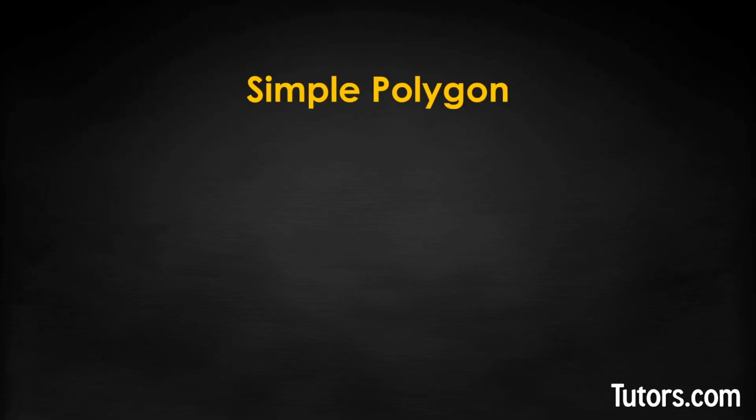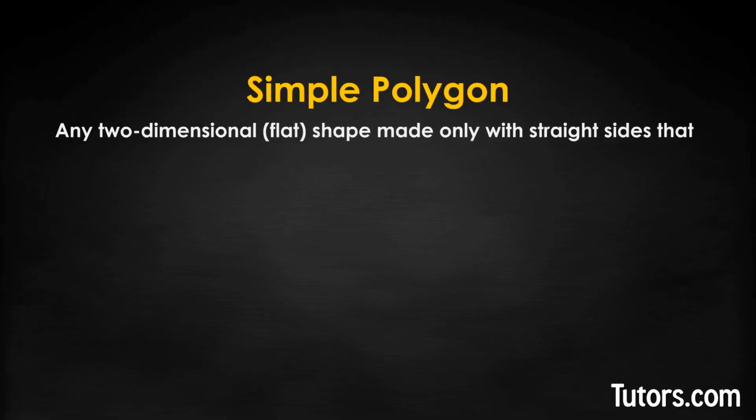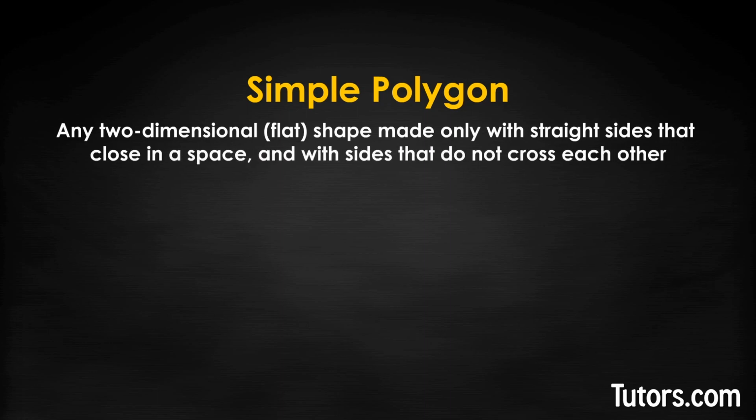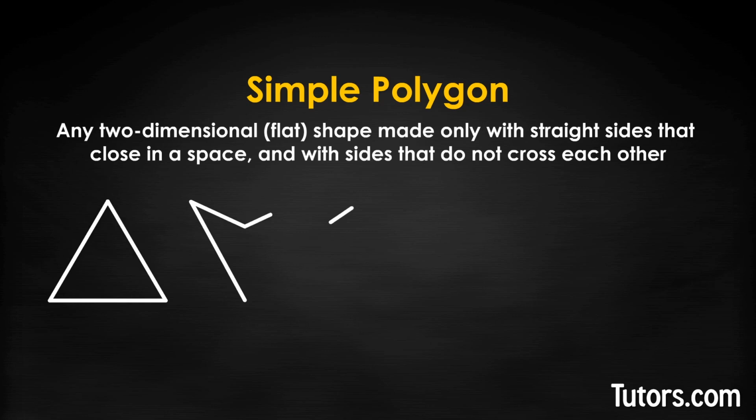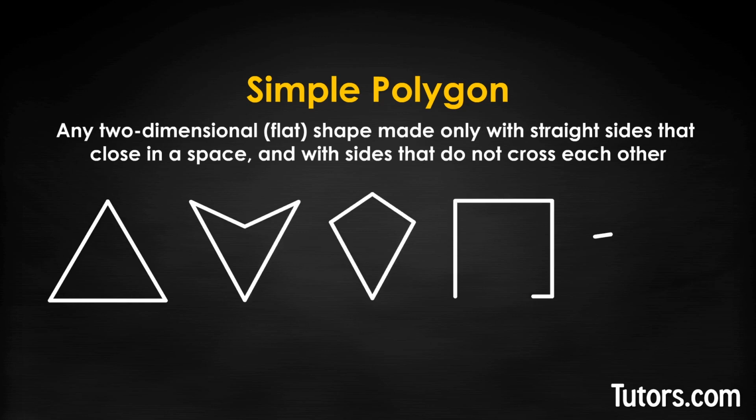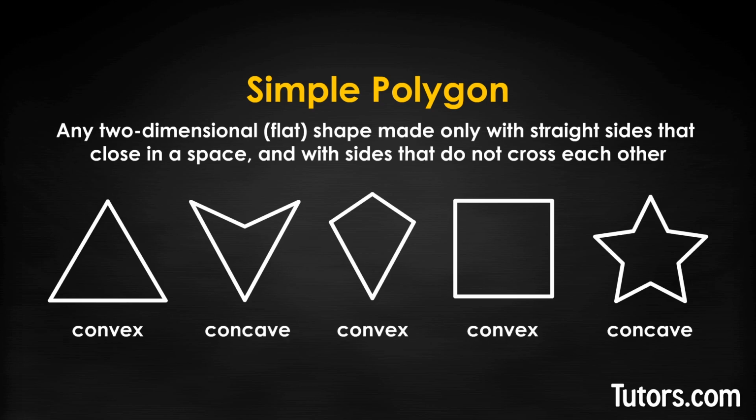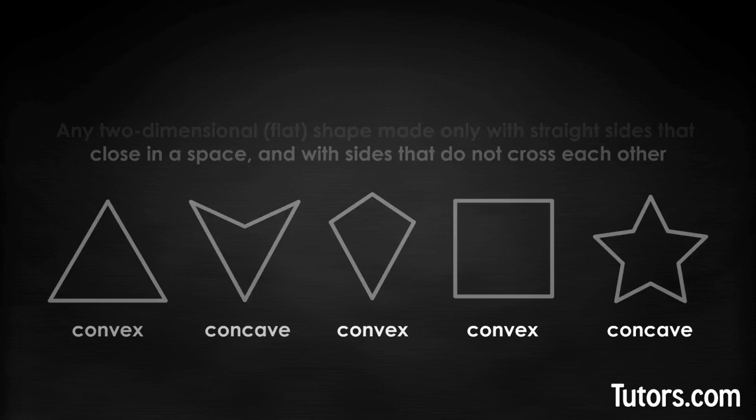What's a simple polygon? A simple polygon is any two-dimensional flat shape made only with straight sides that close in a space, and with sides that do not cross each other. A triangle is a polygon. A dart, kite, quadrilateral, and star are all polygons. Simple polygons can be concave or convex. The formula we will use works for all simple polygons.